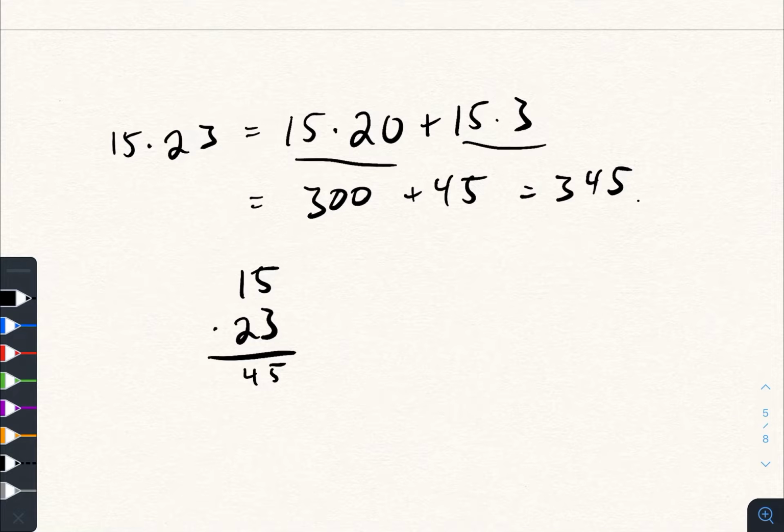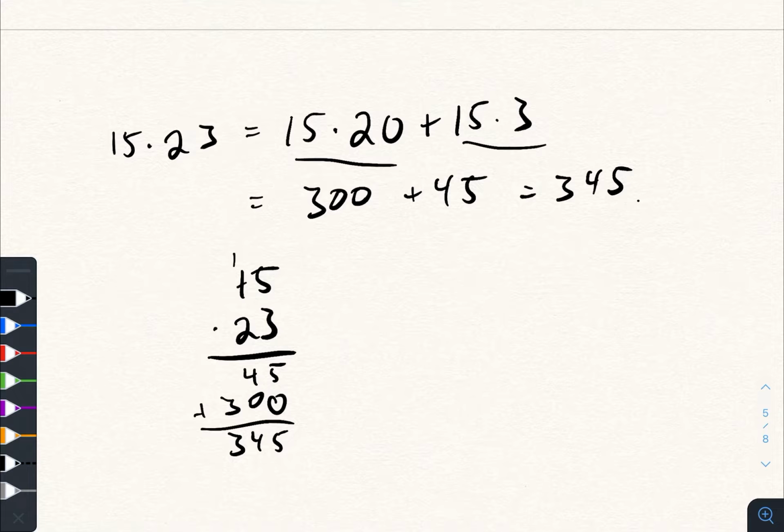And then 15 times 20, remember that this is actually 15 times 20 at this point, and so we're going to have to put a 0 there to account for that place value, or just omit the 0 and just put nothing right there. And then 15 times 2 would be 30, and so then you just add everything up and get 345. Okay.